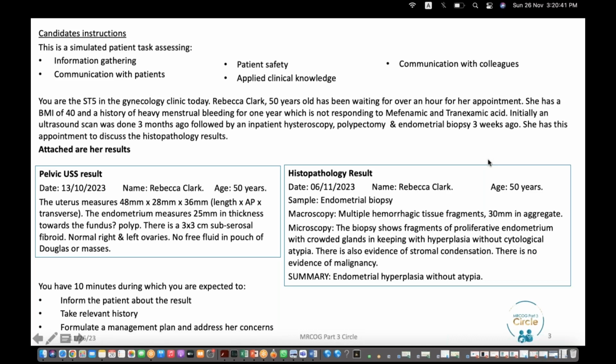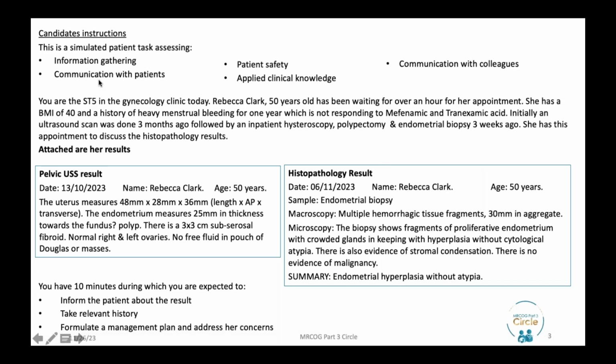Okay. Now, when she had the hysteroscopy, polypectomy, and endometrial biopsy, that was done 3 weeks ago, the result of the histopathology came out. You have the date, you have the patient's name and age as well. And just let me pause the screen. Yeah. You have the sample as an endometrial biopsy.